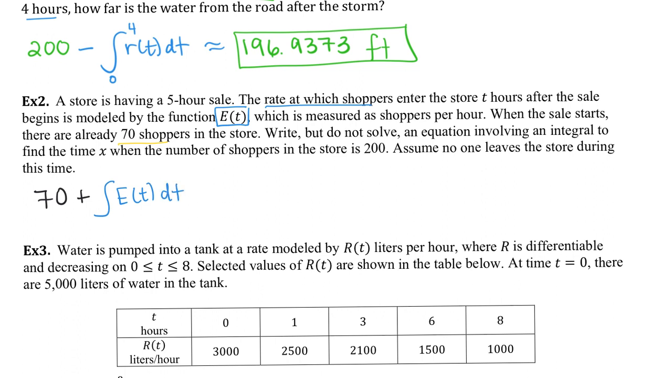Now, what should my variables be? Let's look. We want to find the time X when the number of shoppers in the store is 200. So I want to add it up until I get to 200 shoppers. Now, what should my time be? Well, I need to go to X. I start when the sale starts, so the sale starts at 0. There's some time X at which we reach 200 shoppers in the store. So this is 70 plus however long it takes to get to 200 shoppers. And I don't need to solve it, I just need to set it up. So I'm going to leave it like this.